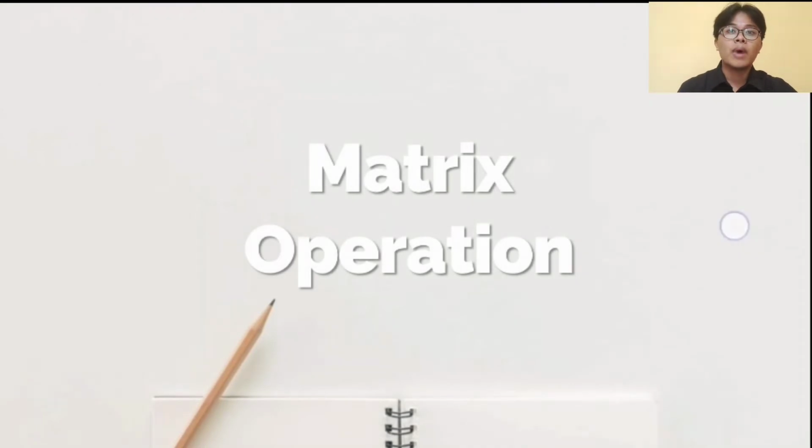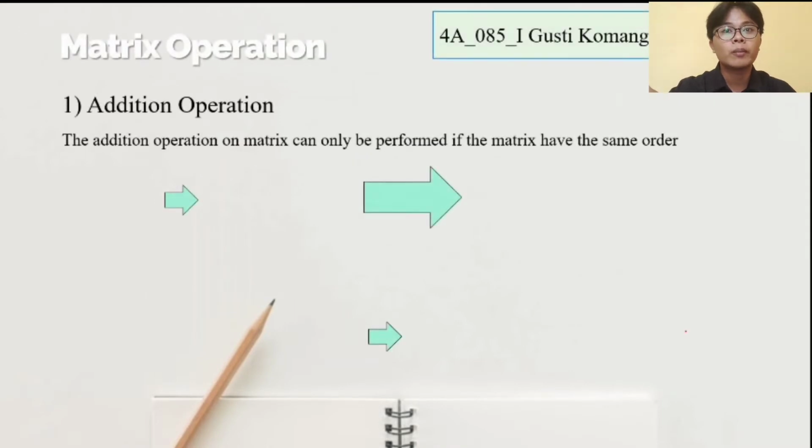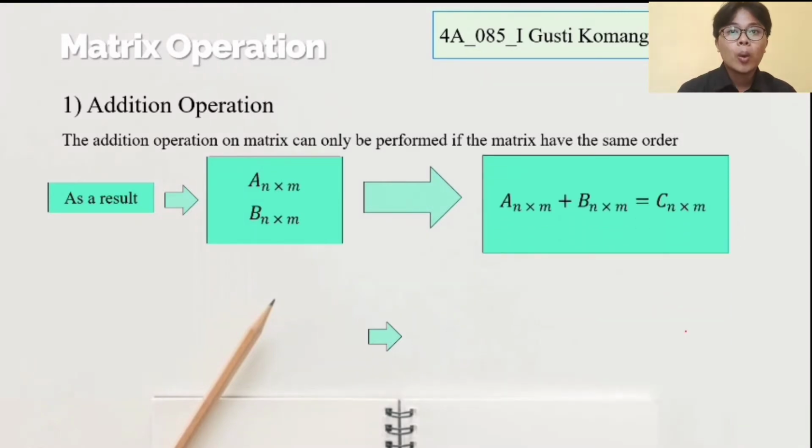Next, we will learn about operations on matrices. The first operation is the addition operation. The addition operation on matrices can only be performed if the matrices have the same order. If A has order n times m and B also has order n times m, then the addition of matrices A and B produces a new matrix, namely matrix C, which also has order n times m. And the elements in matrix C are the sums of the elements of matrices A and B.